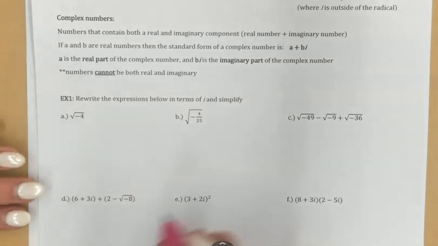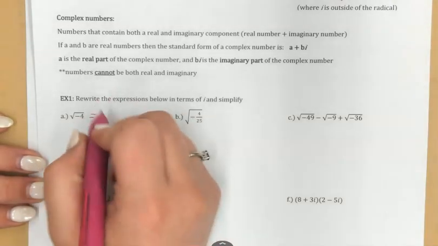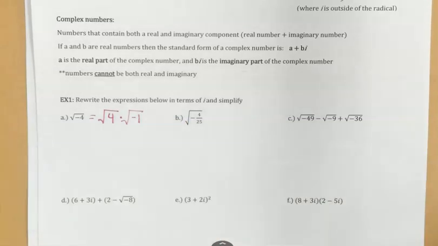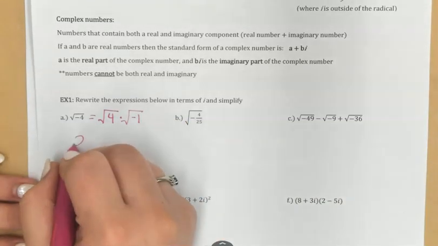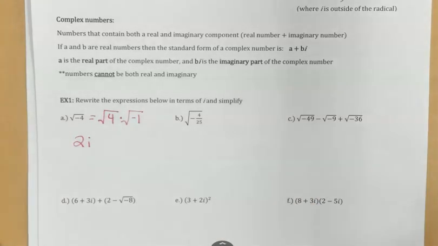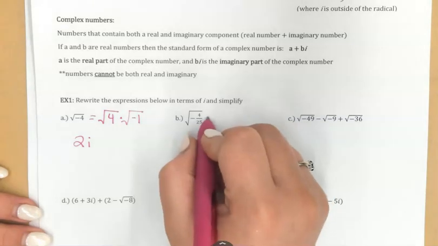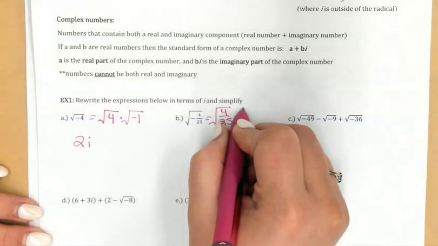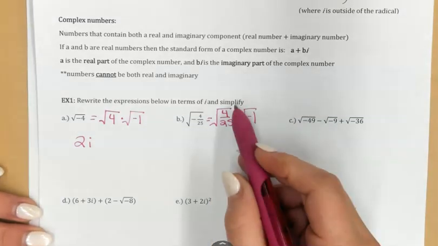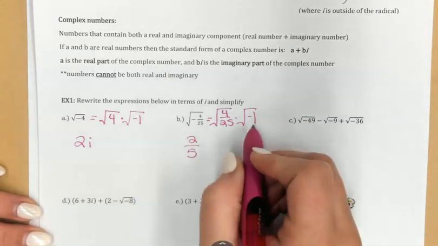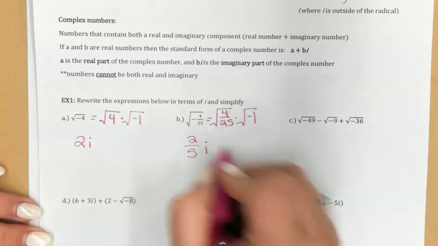So if I have the square root of -4, that's the same thing as having the square root of 4 times the square root of -1. I know the square root of 4 is 2, and we are letting the square root of -1 be i. So this is 2i. On B, this is the same thing as the square root of 4 over 25 times the square root of -1. The square root of 4 over 25 is 2 over 5, and the square root of -1, again, is i.